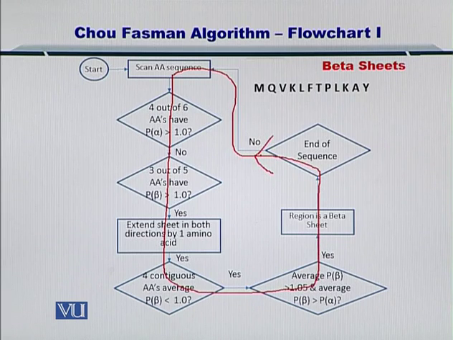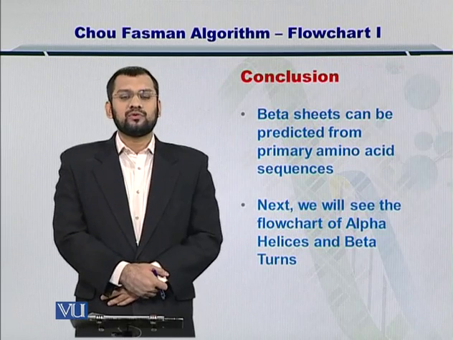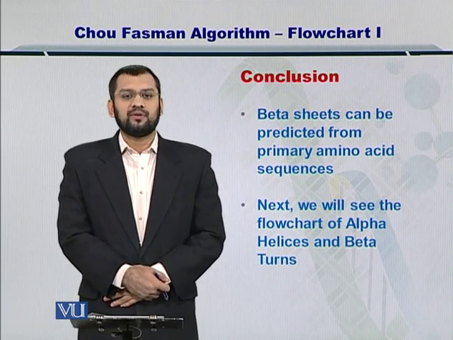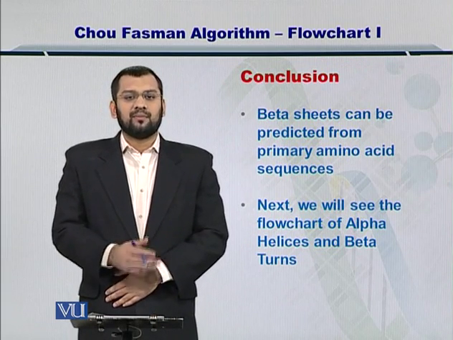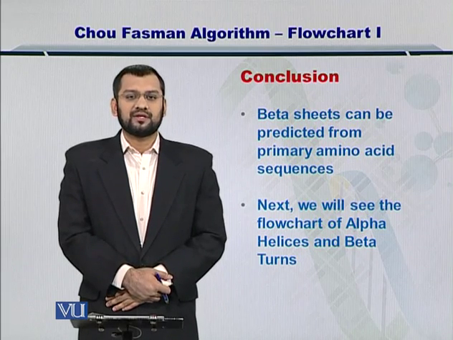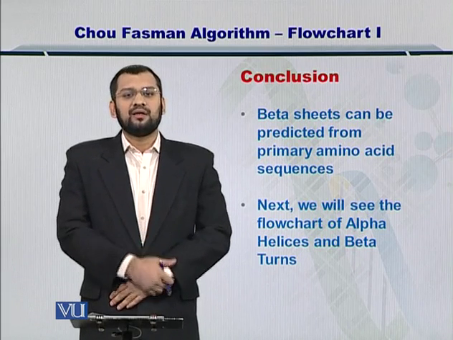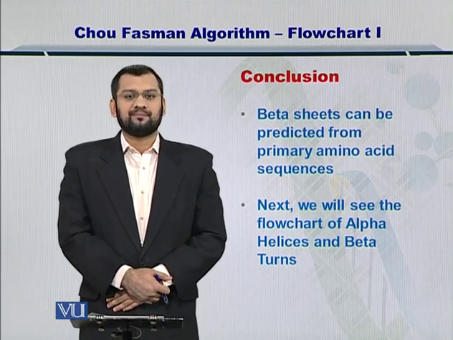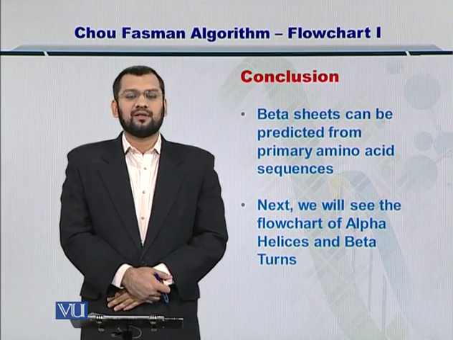So in this way, you can evaluate all beta sheets and you can arrive at that portion of the structure which is formed by beta sheets. So in conclusion, beta sheets can be formed by amino acids by looking at the algorithm, and therefore you can construct the beta sheets, beta strands by using the Chow-Fasman algorithm. Next is the alpha helices and loops, and we'll look at them in the later modules.